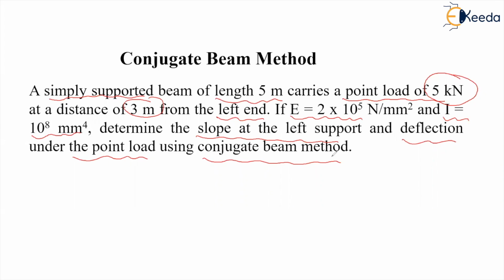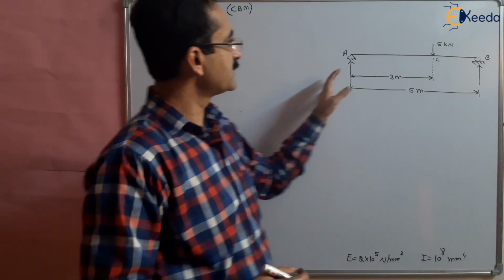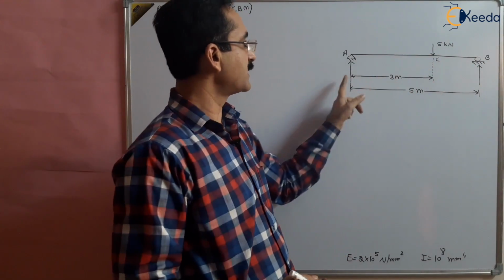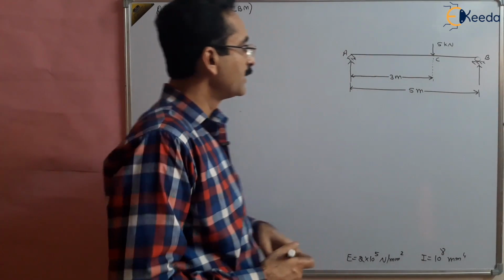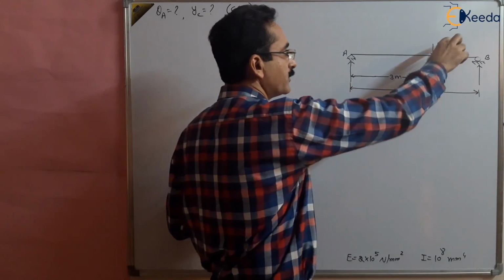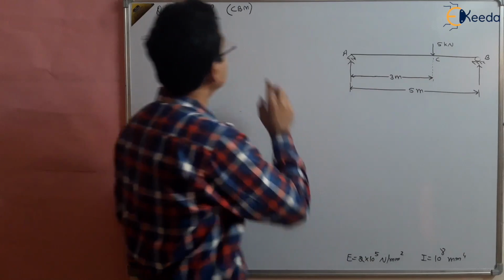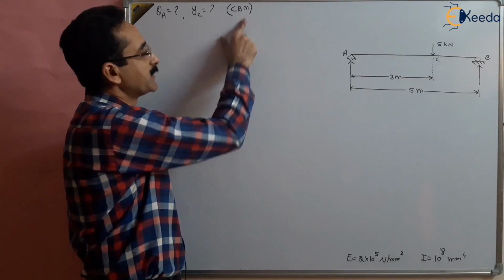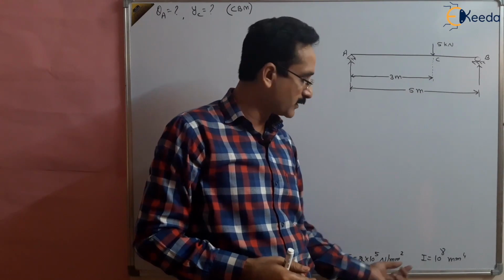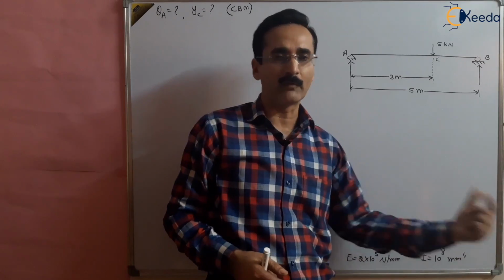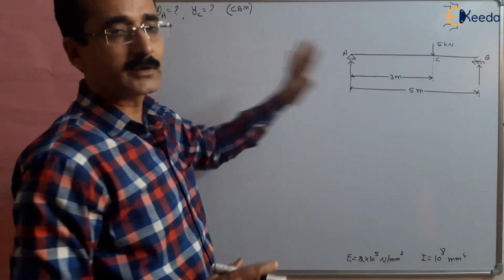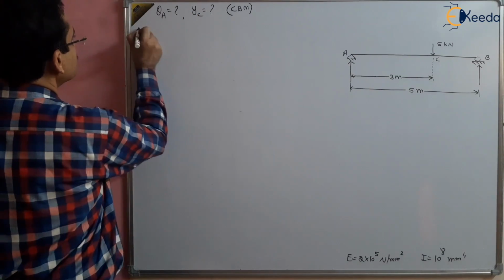So let us solve this problem. In this question, we are given a simply supported beam loaded with a point load at a certain point C, which is at 3 meter from one of the ends, and we have to find out the slope at point A, theta A, and the deflection under the 5 kilonewton load, using conjugate beam method. CBM means conjugate beam method, and modulus of elasticity is given as 2 into 10 power 5 Newton per millimeter square, and moment of inertia is given as 10 power 8 millimeter to power 4, right? So these things are given, and we have to find out the slope and deflection using conjugate beam method. So let us solve this question.